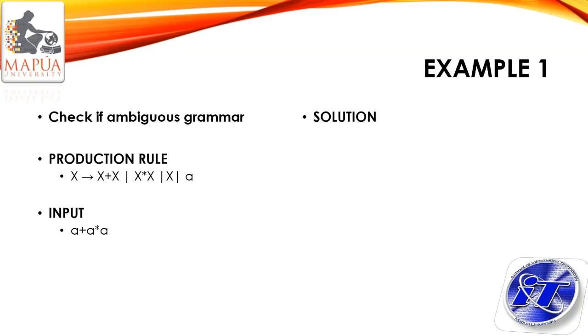Okay, so let's derive the input based on the production rule. Start symbol X. From X we have two options: X plus X or X times X. For my first solution, we're going to choose the first option, X plus X, which is equivalent to the first three symbols of our input. Then we replace this node by the second rule, because the second operation is multiplication, which is in option 2. So X will be replaced by X times X.